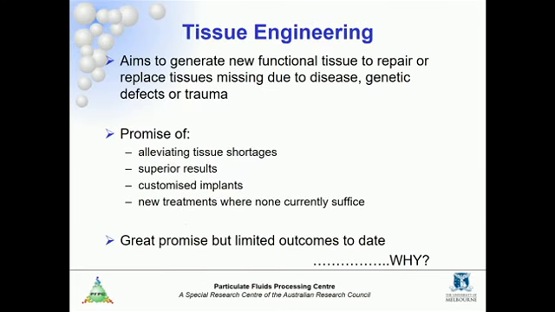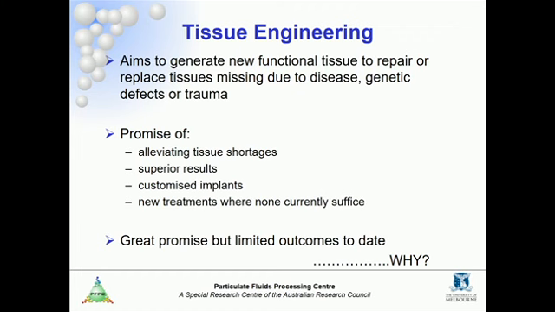So tissue engineering as a field aims to generate new functional tissue to repair or replace tissues that are missing, and that might be due to disease, particularly cancer, it might be due to genetic defects or trauma like vehicle accidents. So there's many reasons why patients need replacement tissue and situations where their body can't heal that tissue on its own. If any of you have ever had a severe break in a bone, you'd be familiar that it doesn't necessarily heal all that well, and sometimes you need surgery and maybe even plates and screws or something else to help that bone heal. So tissue engineering aims to overcome those kind of challenges.